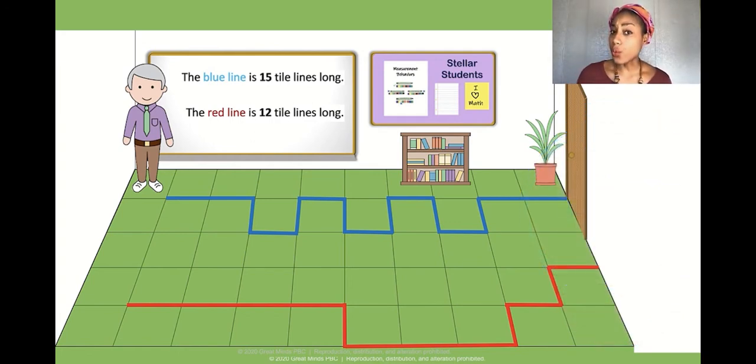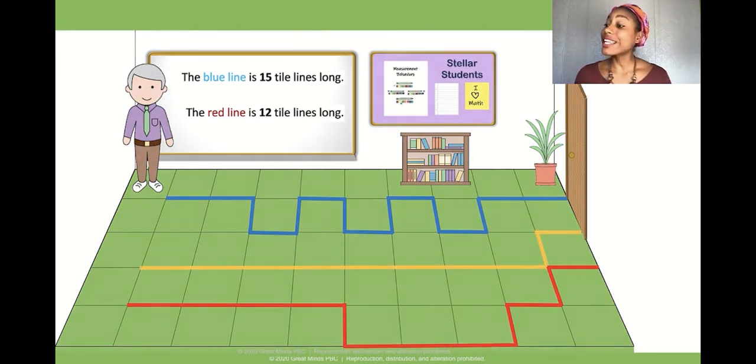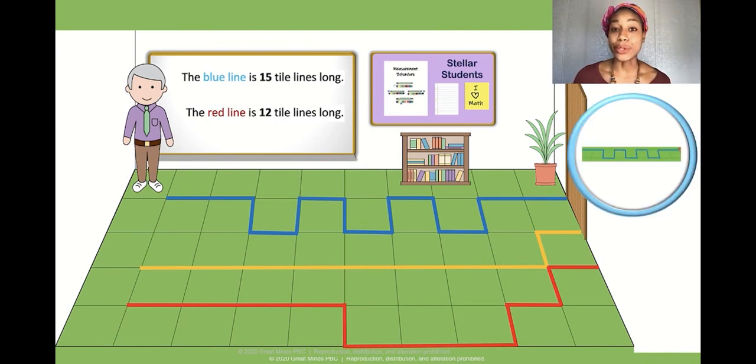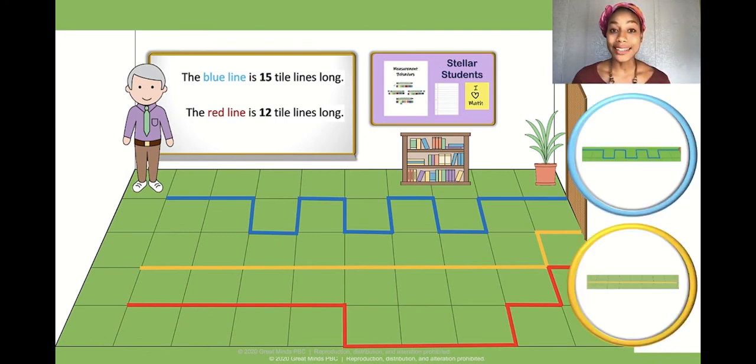Mr. Monroe did one more line. He put a yellow line in, just to try. We know that the yellow line is shorter than the red line. This sounds a lot like the problem with Rob we just did. If the yellow line is shorter than the red line, then which path is longer? The blue line or the yellow line?